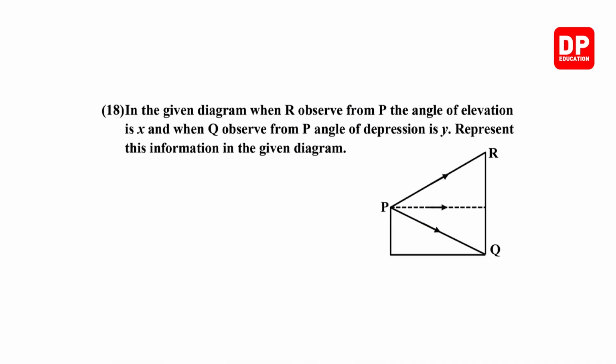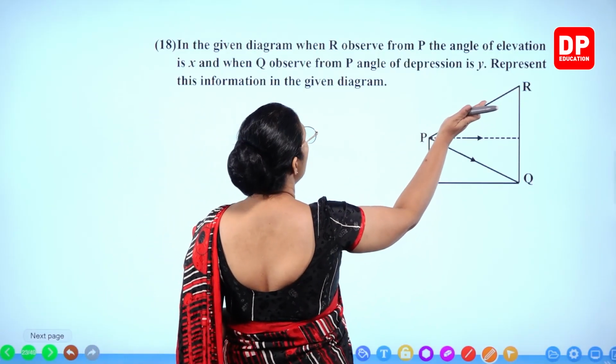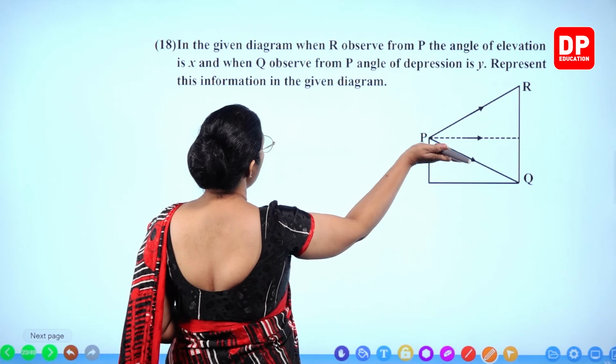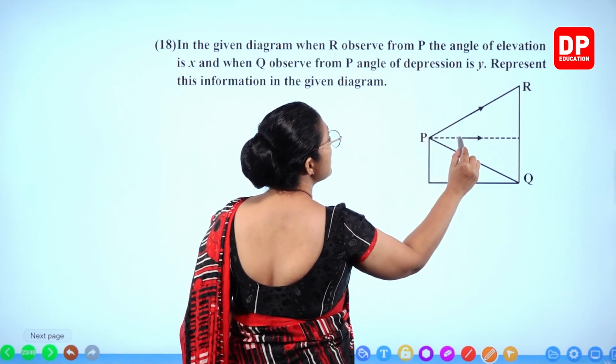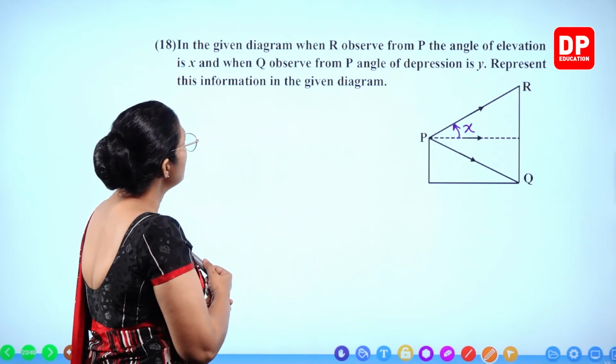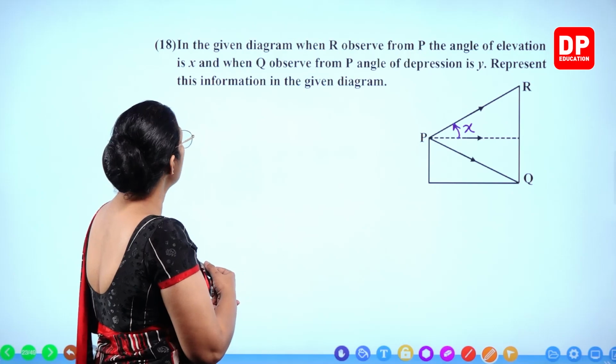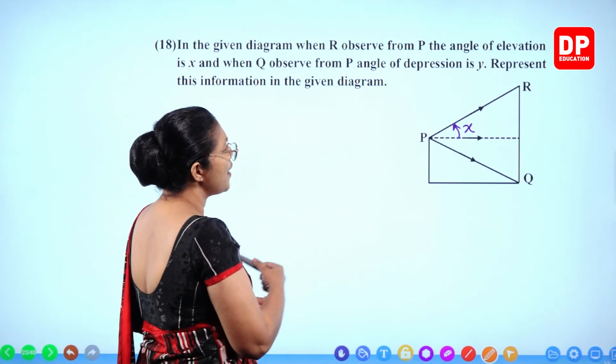Question number 18. In the given diagram, when R is observed from P, the angle of elevation is X. So when you look at R, the angle of elevation is X. So this angle is X. When Q is observed from P, the angle of depression is Y. Represent this information in the given diagram.